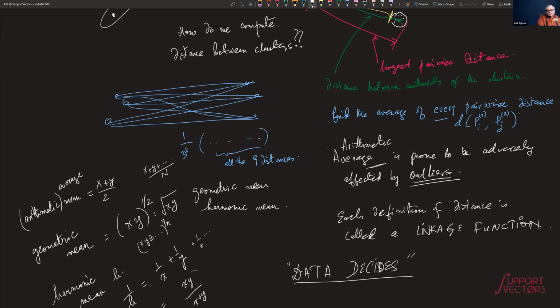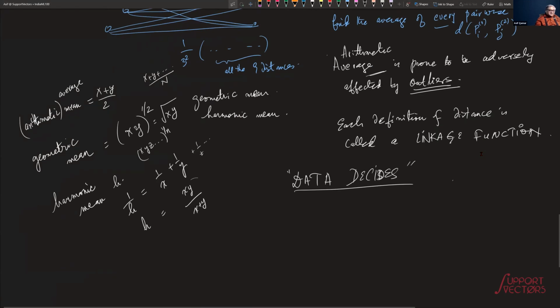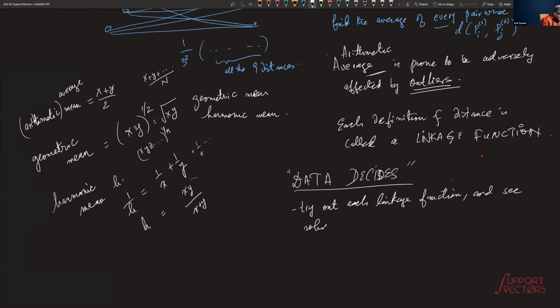So in other words, linkage is what is called a hyperparameter of the model. You have to try out different linkages and see which one works best. The answer is: try out each linkage function and see which one works the best, in other words, leads to the best clustering, the way that you are looking for it. Are we together?